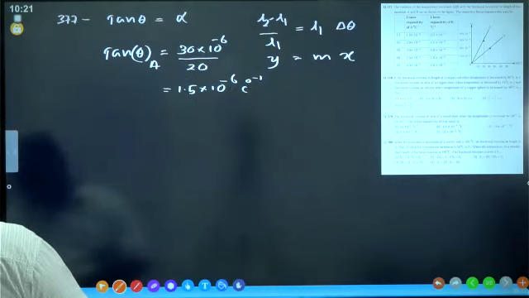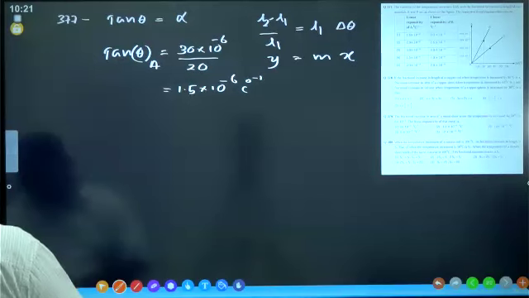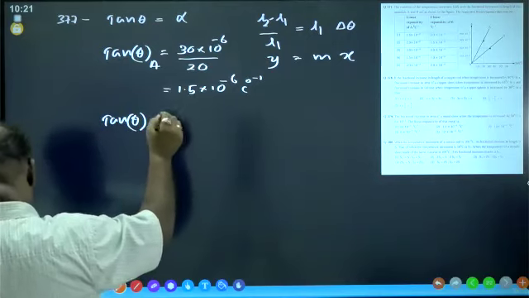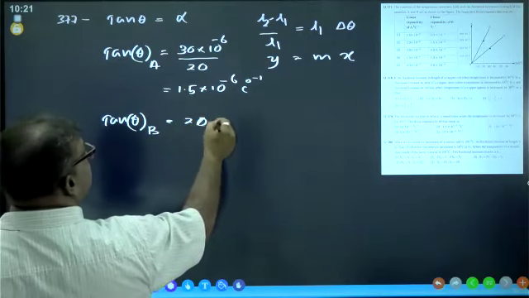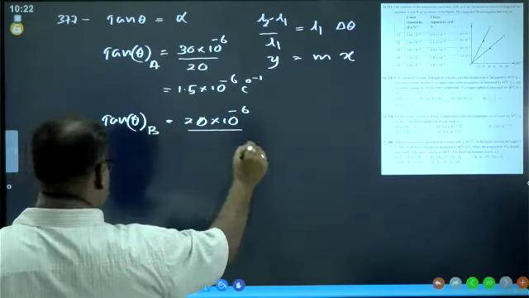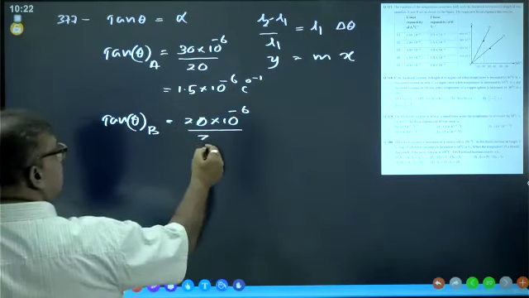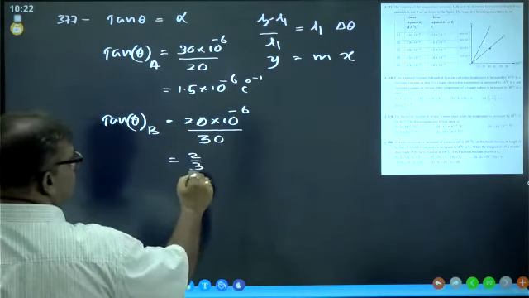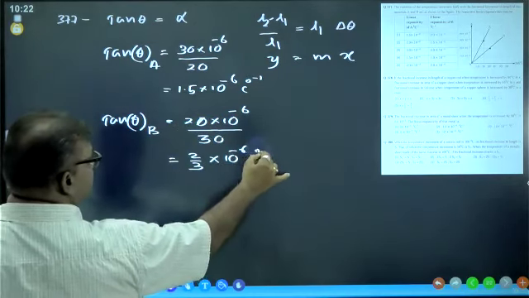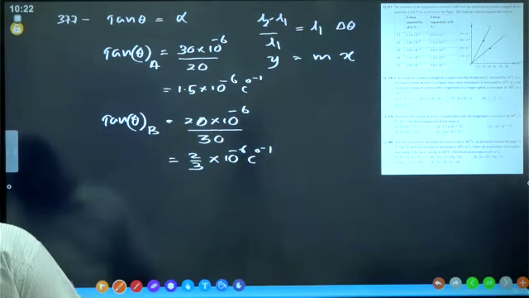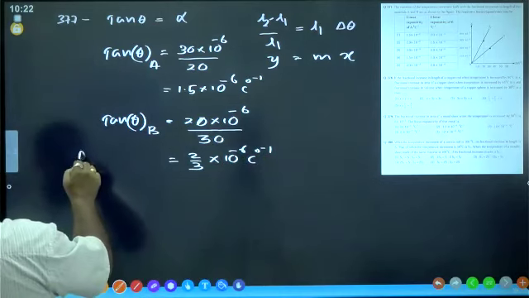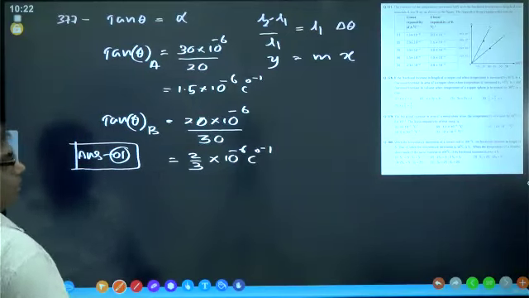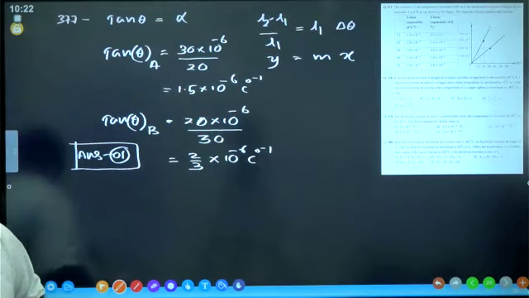Then for A, we have two answers, first and foremost. And for B, we have the gradient tan theta. For B, the gradient is 20 times 10 to the power minus 6 over 30. It's 2, 3, 10 to the power minus 6 per degree Celsius. So the correct answer is the first one, right? Answer is first one. Okay. Copy the answer.